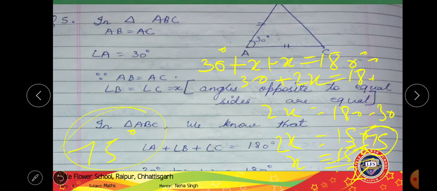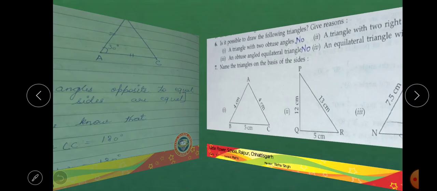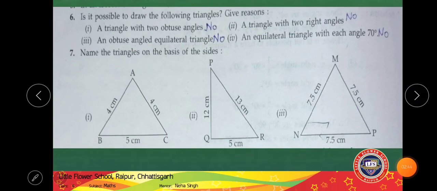So what is the value of angle B and angle C? Angle B and angle C equal 75 degree, right? That is X. The X value that we have found just now is 75 degree, right? So like this you are going to solve question number 5. Now moving on to the next question.